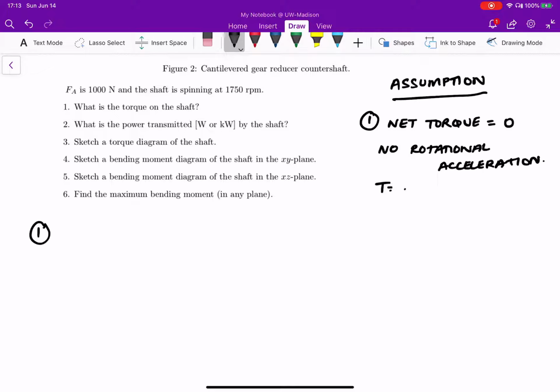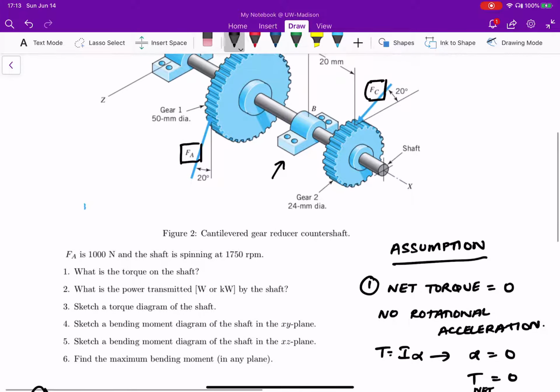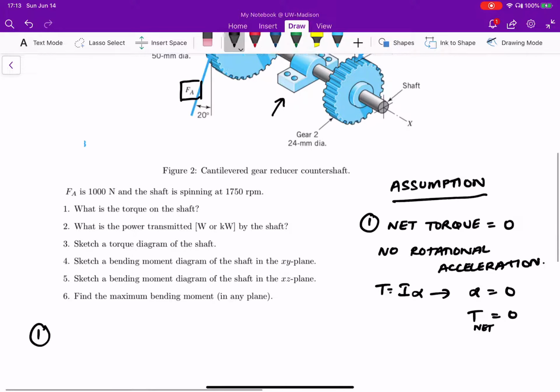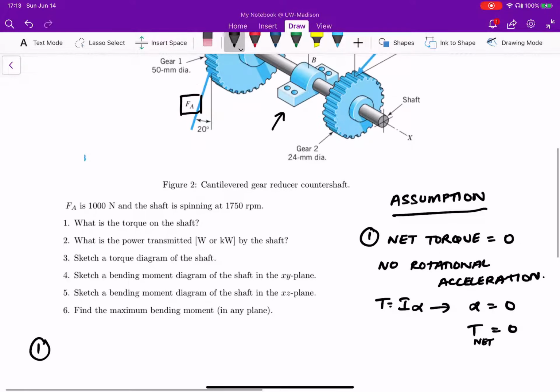Like I said, torque is the inertia times alpha, and alpha is 0, so the torque is 0. Again, this is the net torque and not the torque on the shaft. It's the net torque due to both the spinning gears. Now it is spinning at 1750, but there is no acceleration, so there's no net torque that's causing any acceleration. So what is actually the torque on the shaft?